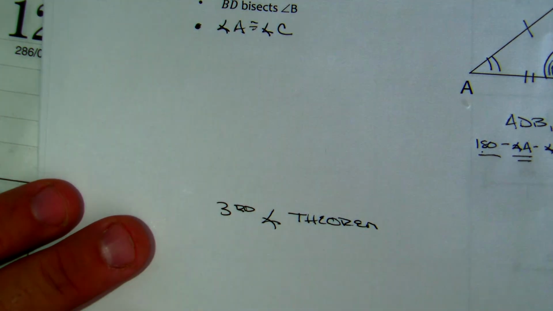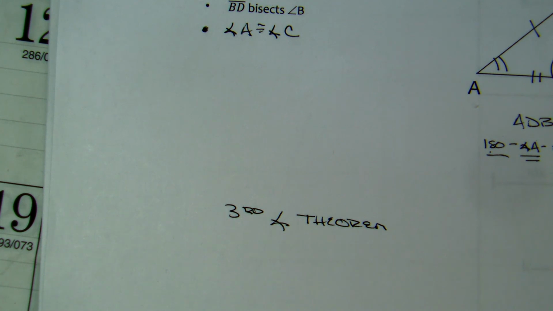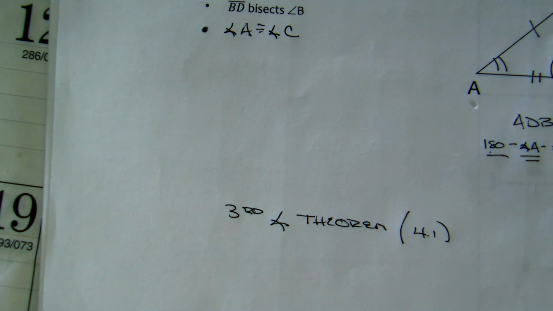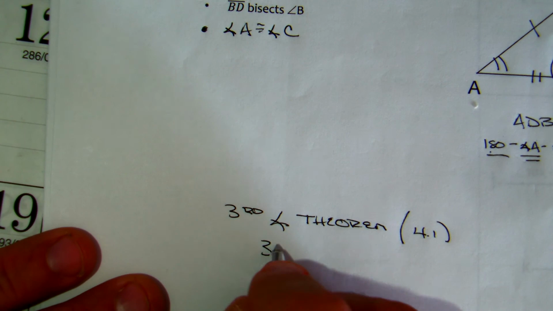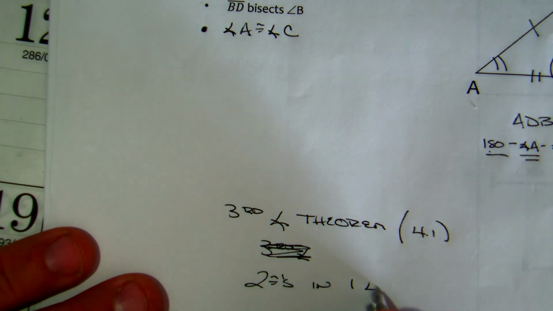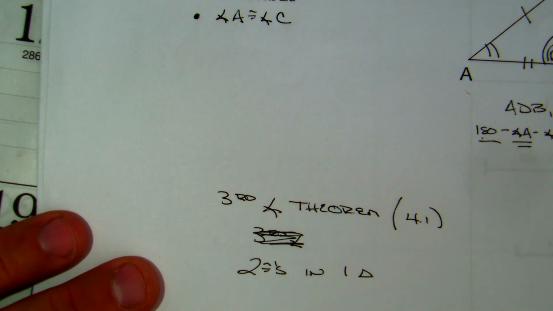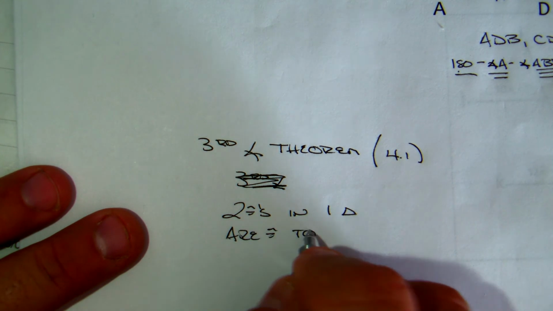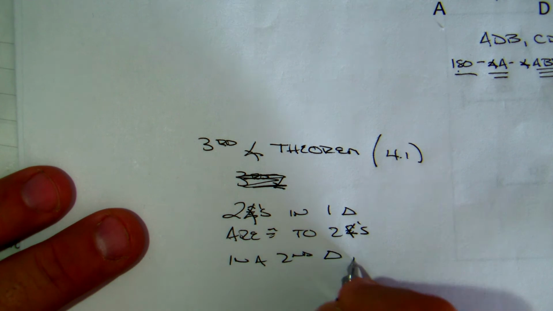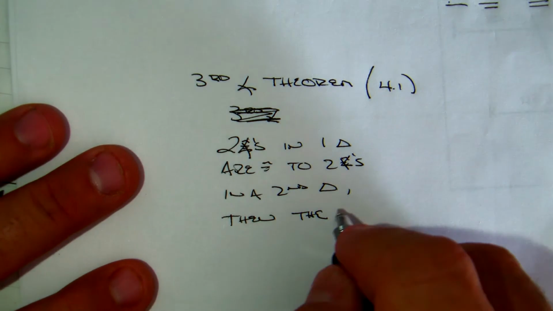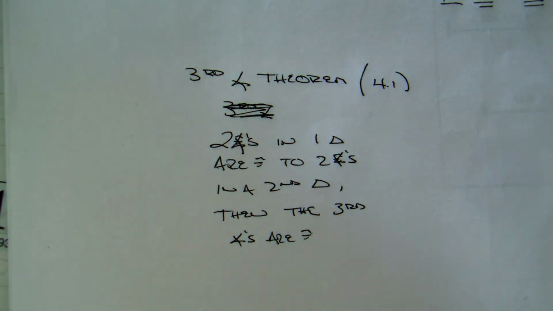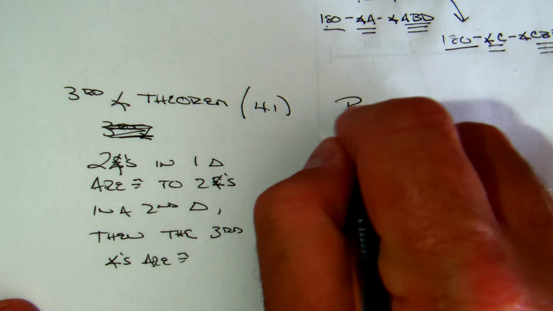And what the third angle theorem tells us, and this is theorem 4.1: if two angles of one triangle are congruent to two angles of another triangle, then the third angles are congruent. It's the third angle theorem, which I already wrote. It says that if two angles in one triangle are congruent to two angles in a second triangle, then the third angles must also be congruent. All right, so for a triangle, you only have to prove two angles are congruent to know that the third angle is congruent.